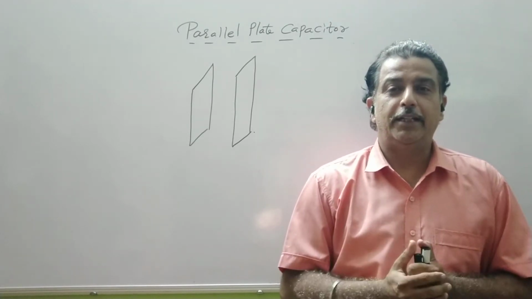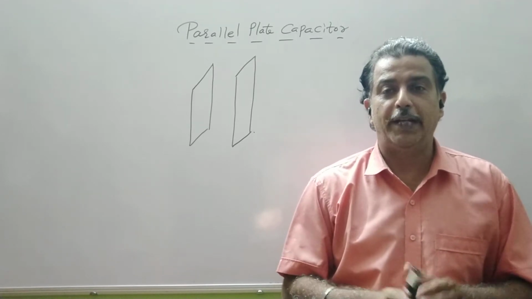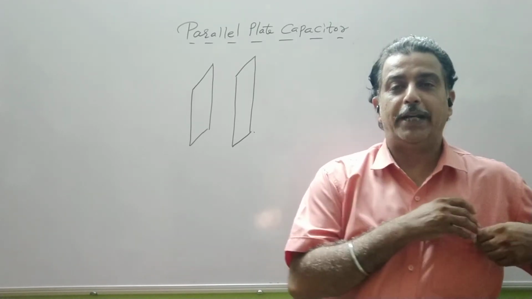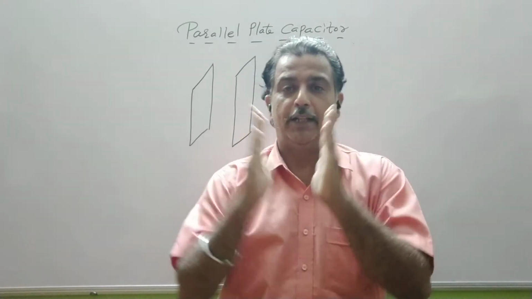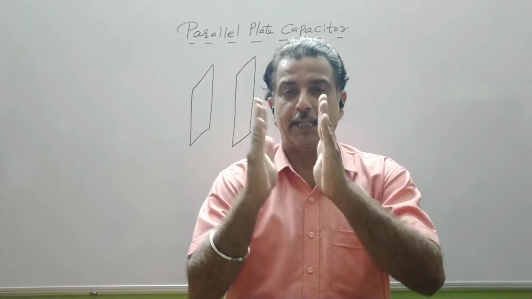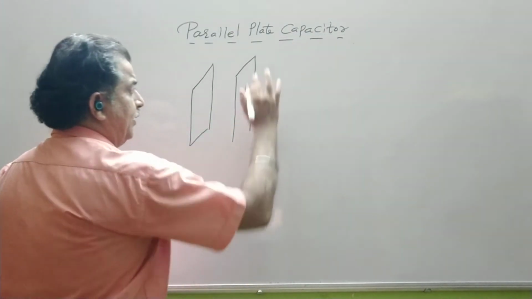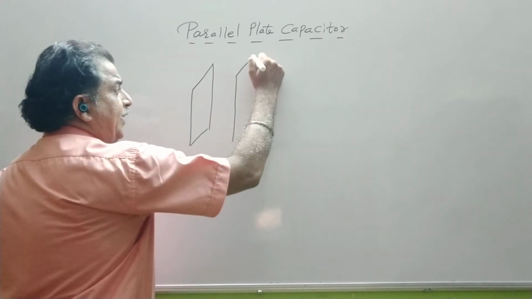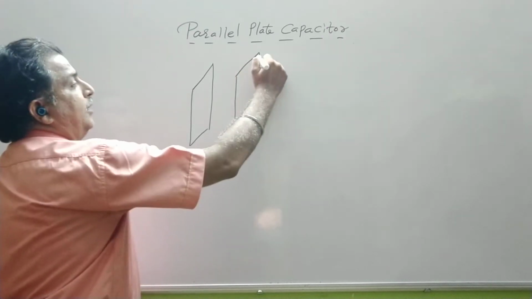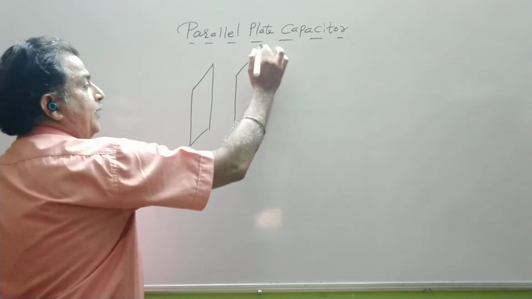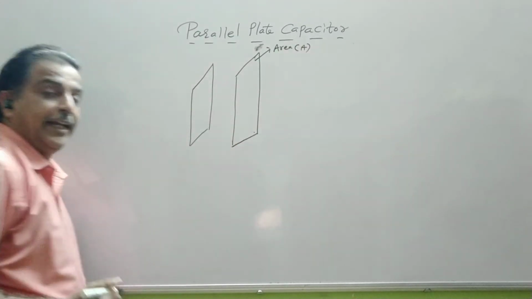Now that was an expression for a single plate. Now we have two plates which are kept parallel to each other. So this is a finite plate now, not an infinite plane sheet, and they are kept parallel to each other. Let us say A is the area of the plate. So the area of each plate is A.